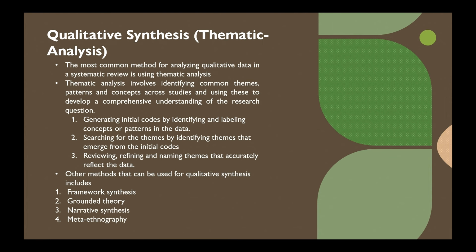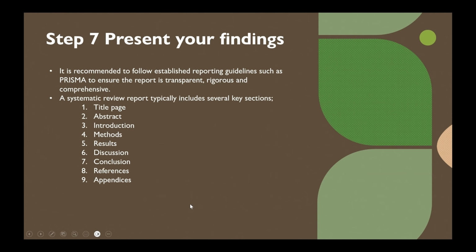For the qualitative systematic review synthesis, you have to think about generating codes and labeling your ideas and think about the themes, and then reflecting on them and reviewing them to make sure that they accurately reflect the data. There are some other methods that you can also use for qualitative synthesis that include framework analysis, grounded theory, narrative analysis, and meta-ethnography.